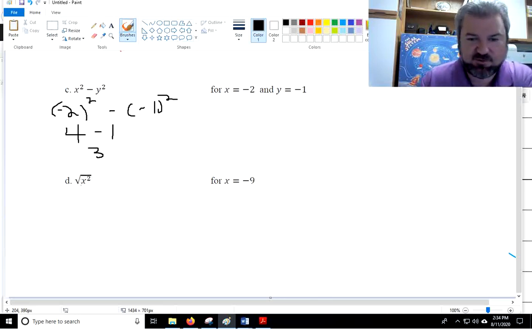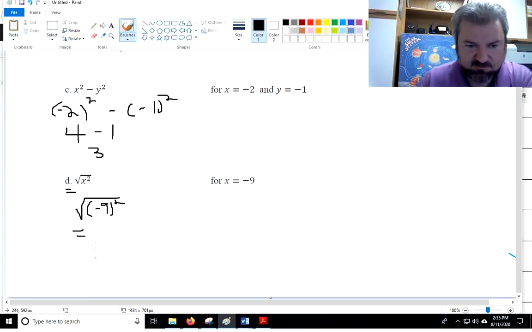All right, the square root of x squared for x equals negative 9. Okay, so the square root of negative 9 squared. Negative 9 squared, because the negative's in parentheses, becomes a positive 81. And the square root of 81 is 9.